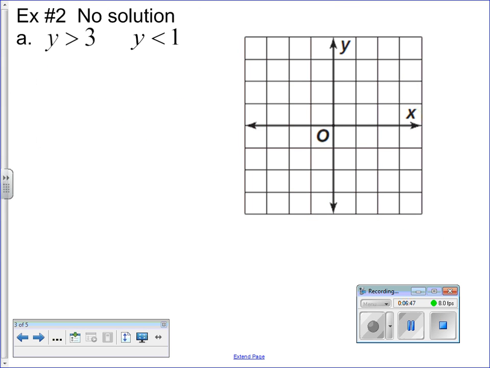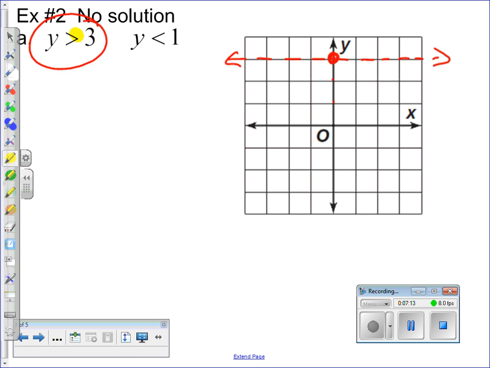All right, with example number 2, I've set up 2 lines that are very simple to graph. Neither one of them has an x, so they both should be horizontal lines. So go ahead and draw a horizontal line at 3. 1, 2, 3. And since there's no line underneath the greater than, it's going to be dotted. Now, ask yourself, which way is greater, up or down? If you said up, that's right.